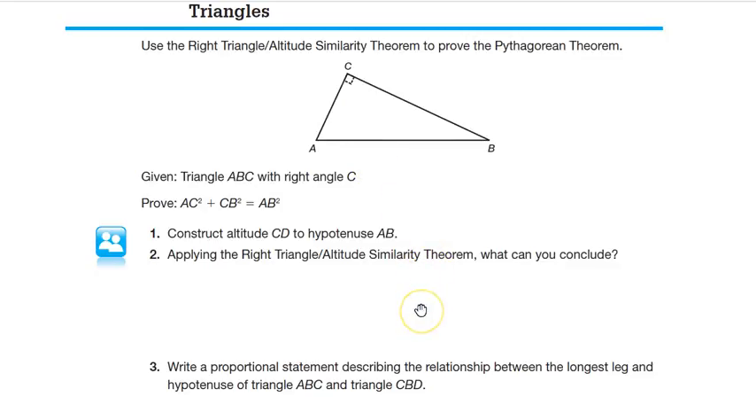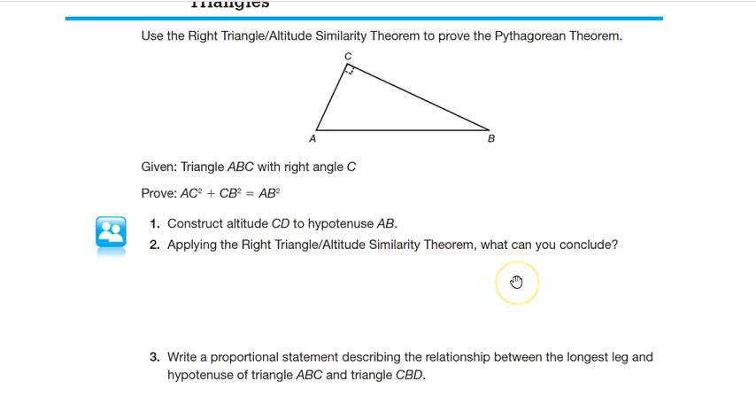Okay. Then it says applying the right triangle altitude similarity theorem, what can you conclude? So you might need to go back and take a look at the right triangle altitude similarity theorem, but the idea being that these triangles that are formed, that'd be ADC and triangle BDC, are similar to triangle ABC.